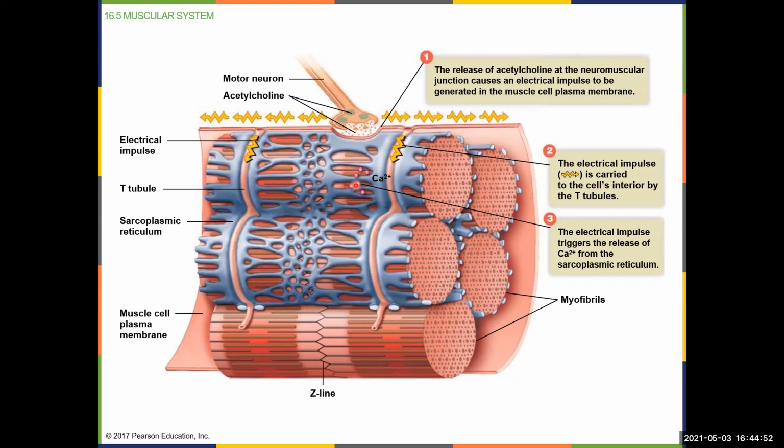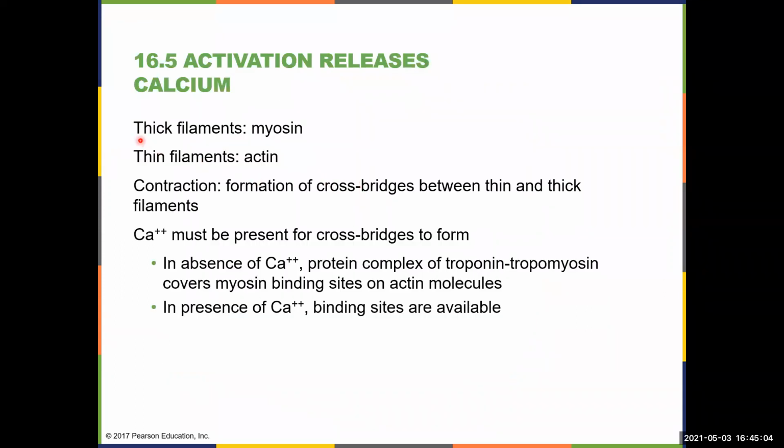to happen. So now we're going to zoom in on the actin and myosin proteins and look at specifically how the actin and myosin contract, okay? So we said that the thick filaments are the myosin proteins. The thin filaments are the actin proteins. So the way contraction happens is a formation of what's called cross bridges between the thin and the thick filament. The calcium has to be present for these cross bridges to form.